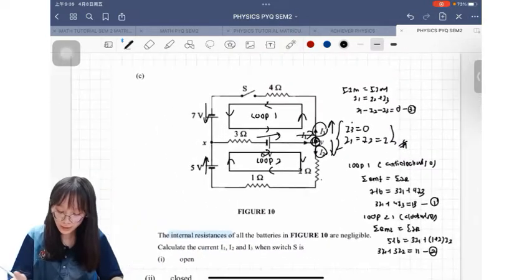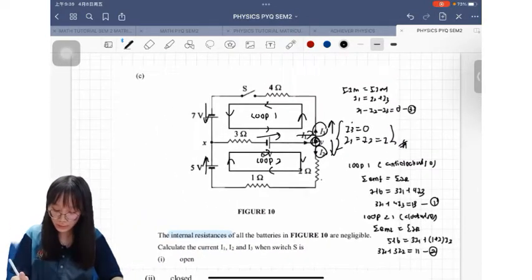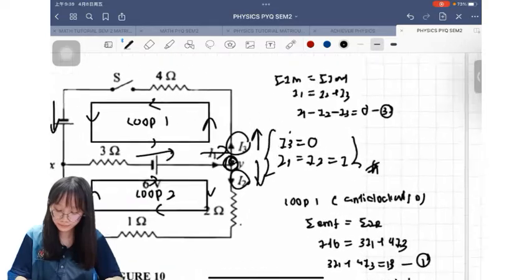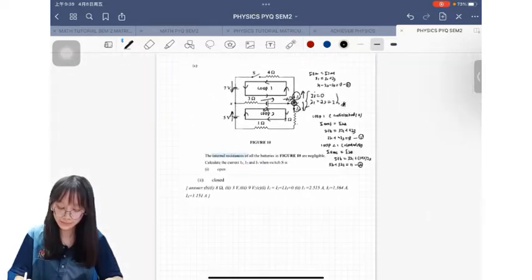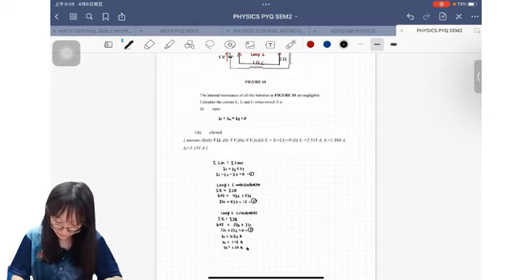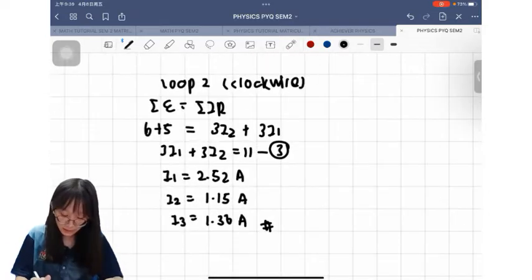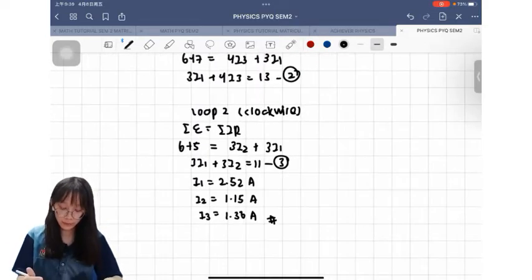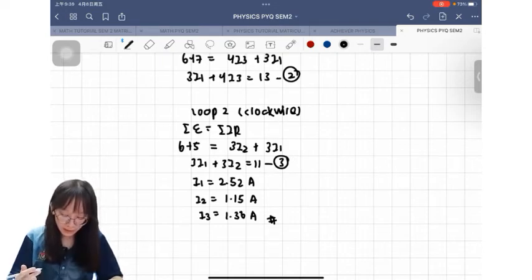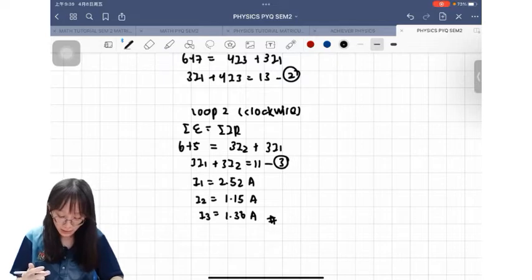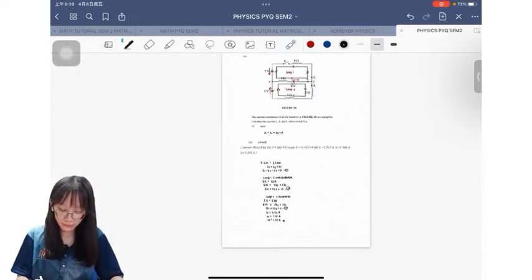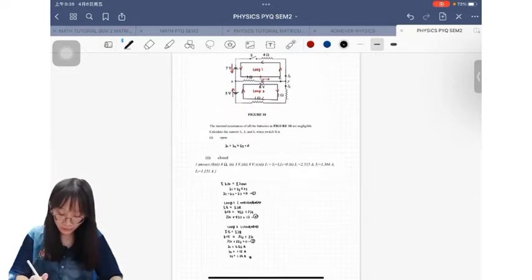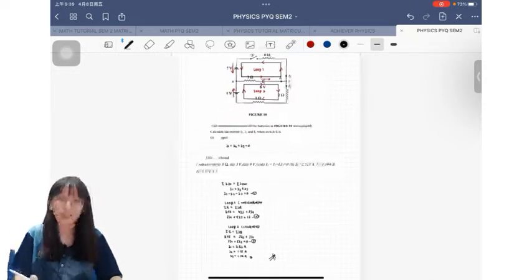So we can use these three equations to find the answer. The answer will become I1 equals 2.52 ampere and I2 equals 1.15 ampere. Then I3 equals 1.36 ampere. So this is our answer. Thank you.